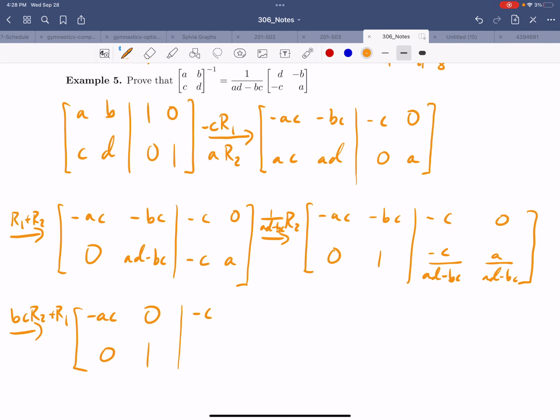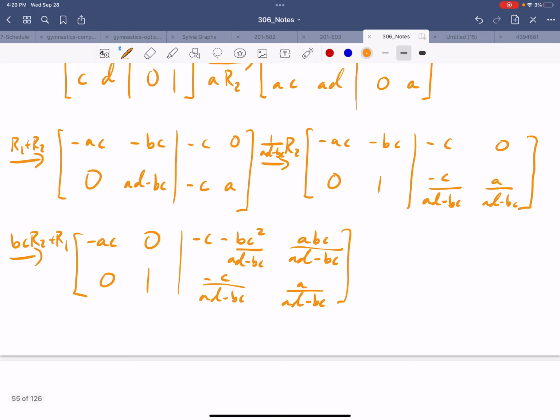BC R2, so it's going to be negative C minus BC squared over AD minus BC. And then this will become ABC over AD minus BC. And then I guess this is still the same. Boy, this is looking pretty rough here. Are we sure we're going to get something good? Well, let's see. We're going to do, I guess, negative 1 over AC, R1, should finish us off.